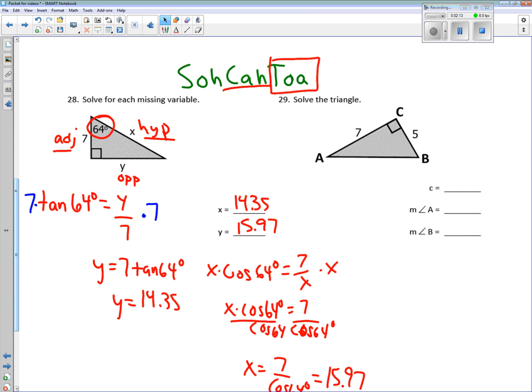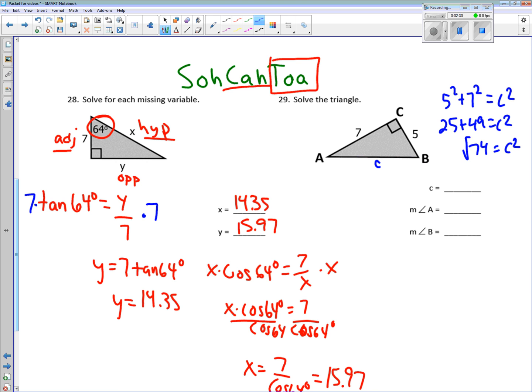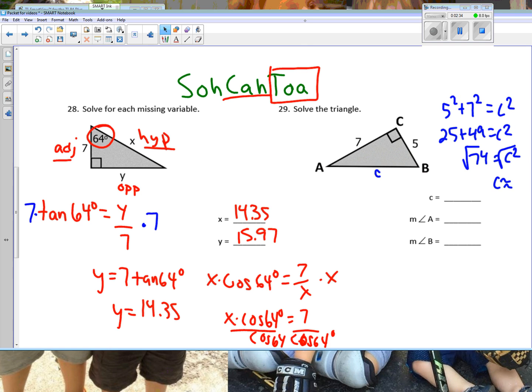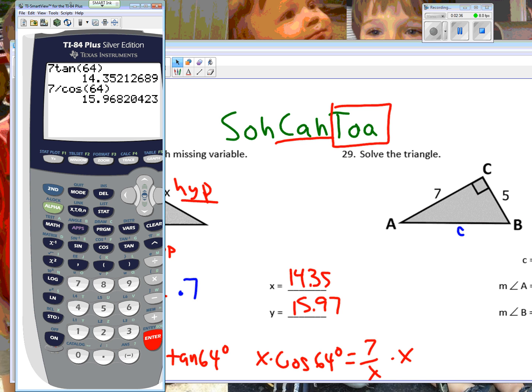For the second problem, for 29, I need to find this missing side first. Well, if I have two sides of a right triangle, I could use Pythagorean theorem. I don't need trig to solve that problem. So if c squared equals 74, take the square root. And the square root of 74 is going to give me about 8.6.